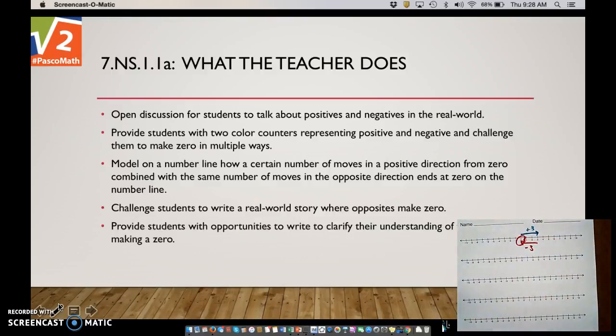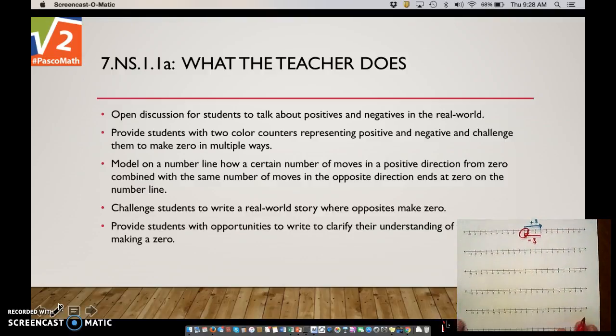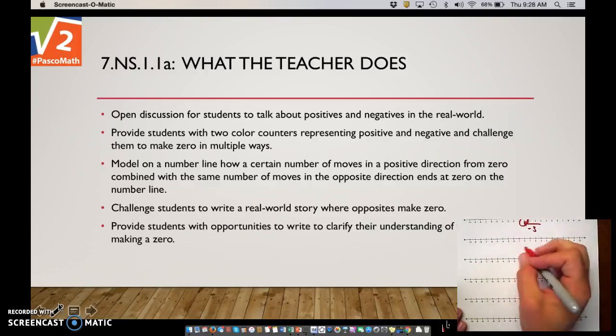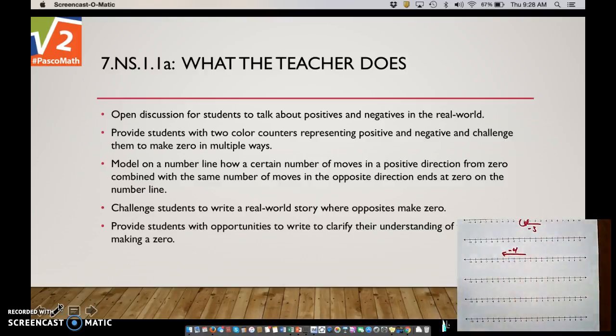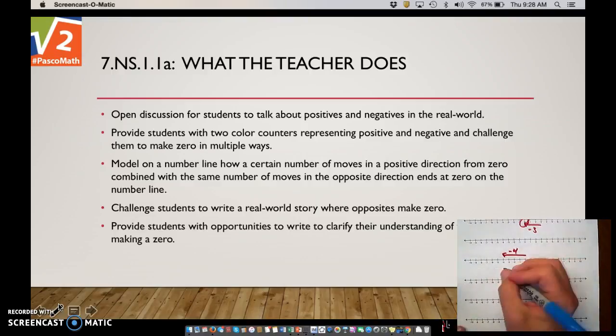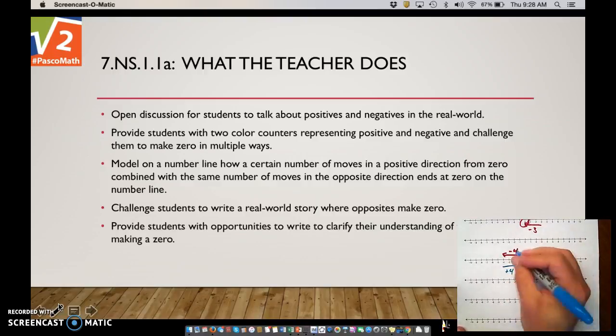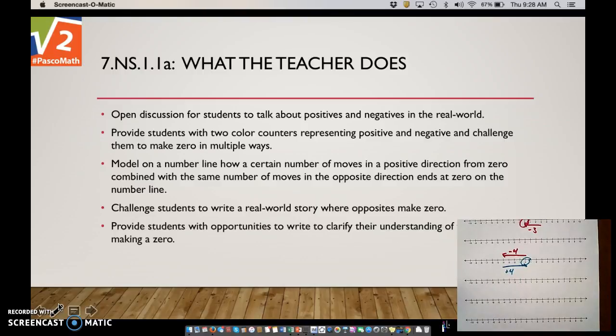And so we can also use some examples in which we make, let's go 4 moves this time. So 4 moves this way, then 4 moves back the other way, and we still end up back at 0. So 0 is the key number in this standard.